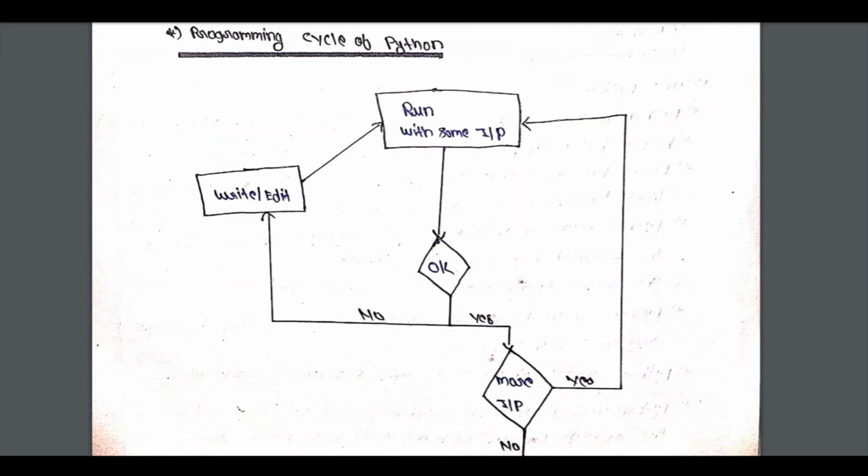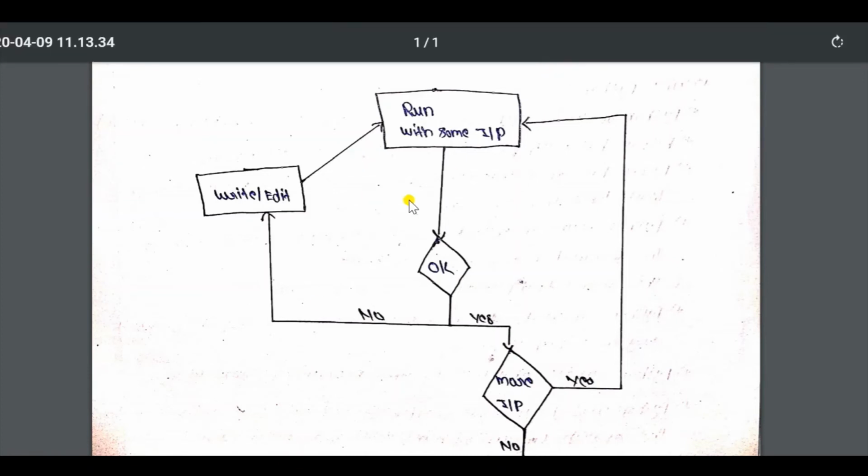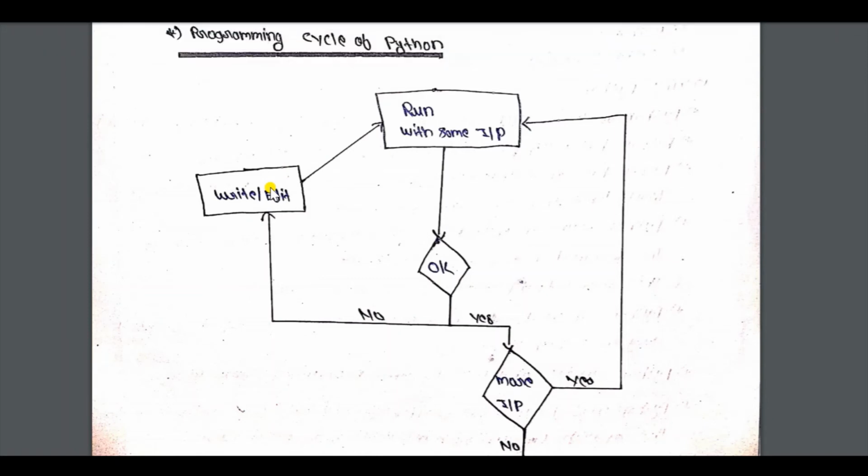Then I will go to the second topic of this syllabus of ICT Kanpur AKTU. The topic is the programming cycle of Python. This topic includes a figure cycle. First is write or edit code, which means you can write or edit the code with an editor.